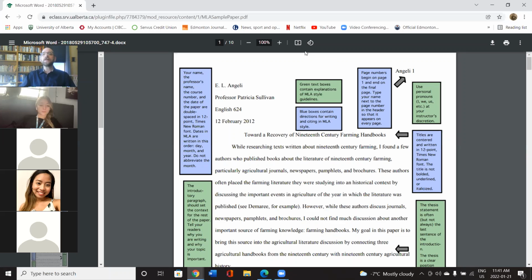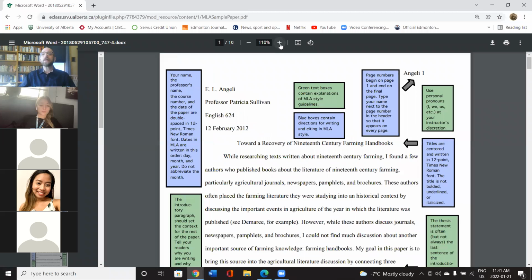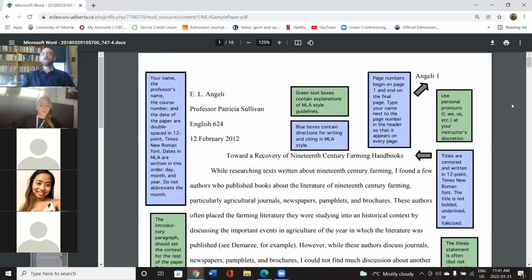I hope all of you can see this. Maybe I can make it a little bit larger. Okay, here's the first page. And there are all these useful little boxes that tell you what's going on here. So here's the essential information included in the top left: the student's name, the professor's name, the course number, and the due date. Okay, so here's the information that's required in the top left.